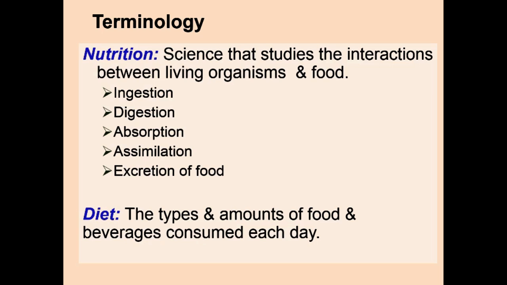Digestion is when we take that food and break it apart into the building blocks that make up the different nutrients. Absorption is the taking in of those building blocks by cells. Assimilation is using those building blocks to make new tissues and new cells for the body. And then excretion of food is the getting rid of waste products and the parts of the food that were not digestible.